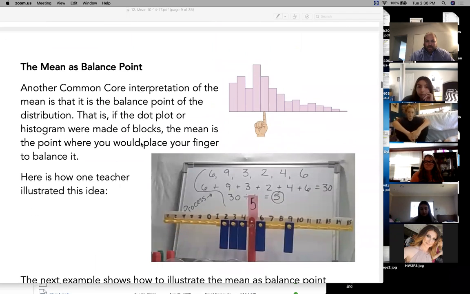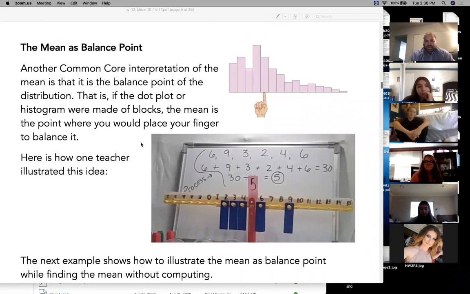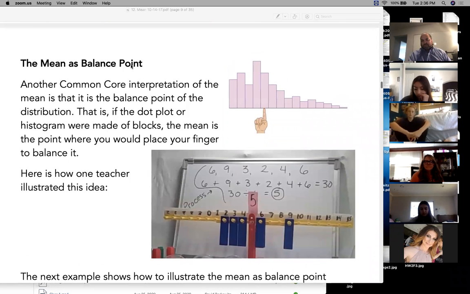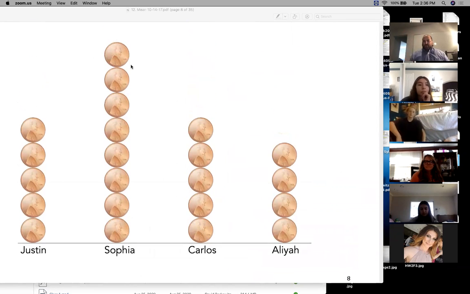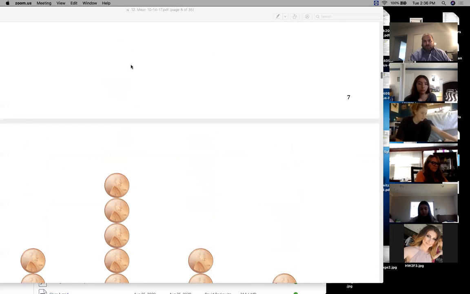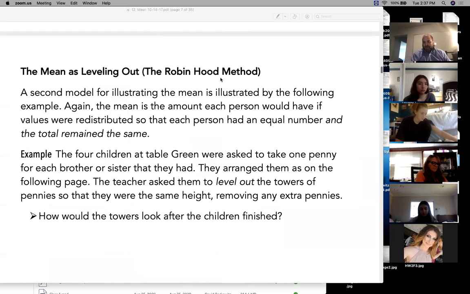Okay, so that's one interpretation of the mean: redistributing so that everyone has the same amount. You take some from here and put them here so that everyone is equal, and then you have a little left over at the end. That's going to be your decimal. But that's one interpretation of the mean as a balance, as a redistribution of wealth. Also called the Robin Hood method.